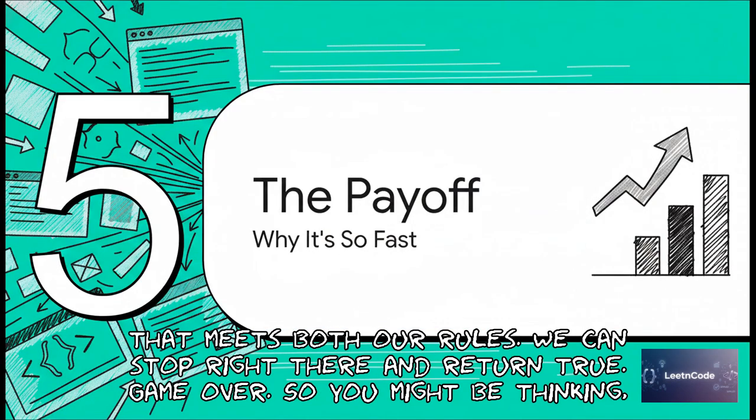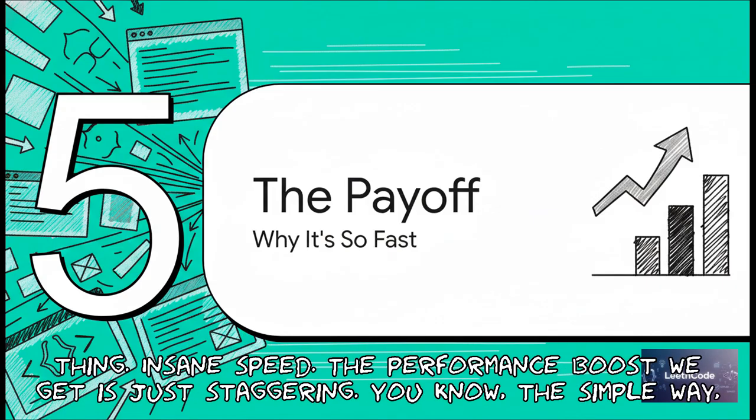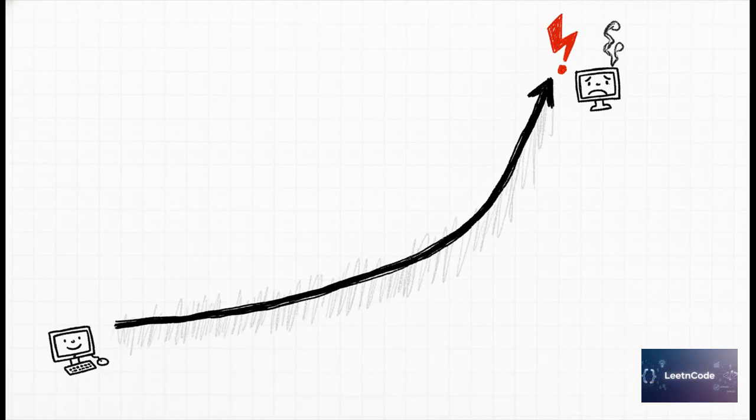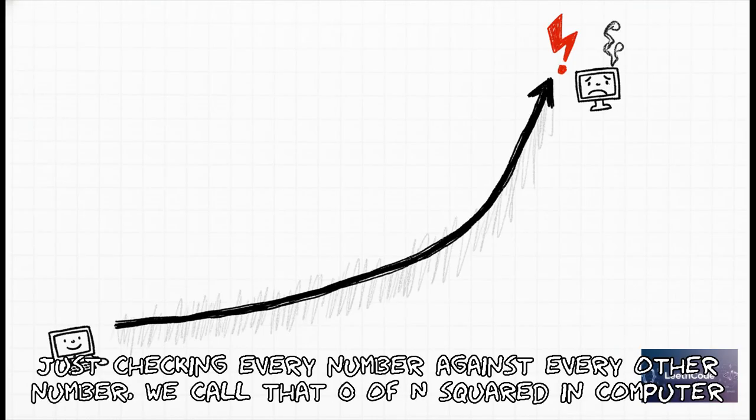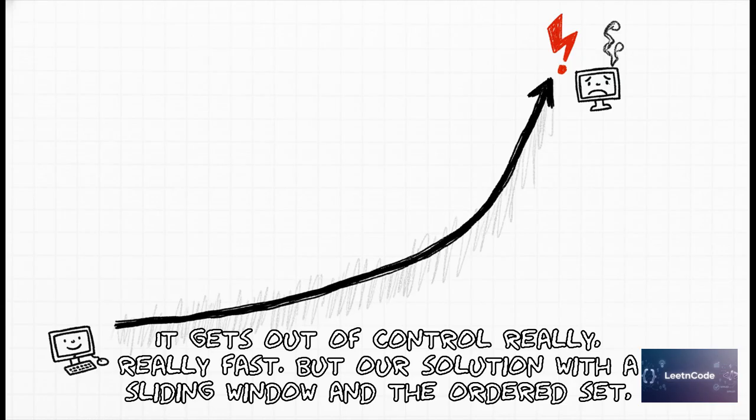Game over. So you might be thinking, wow, that was a lot of work with windows and sets. But why did we do it? It all comes down to one thing: insane speed. The performance boost we get is just staggering. You know, the simple way, just checking every number against every other number, we call that O of n squared in computer science. All you need to know is that as your list gets bigger, the time it takes just explodes. It gets out of control really, really fast.